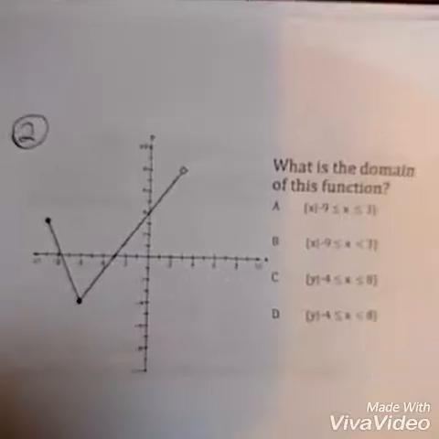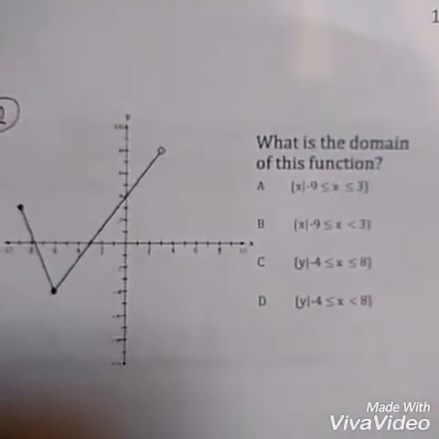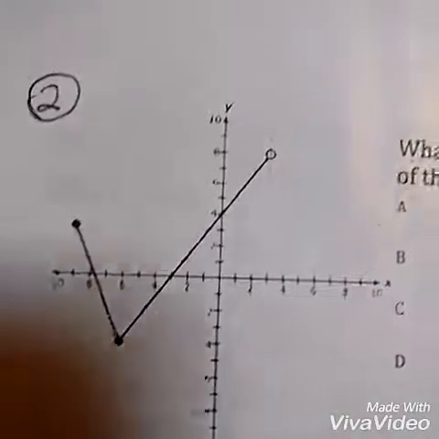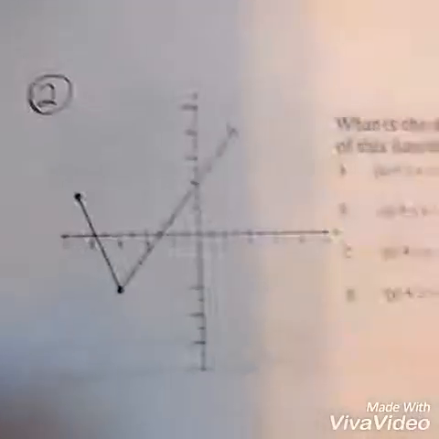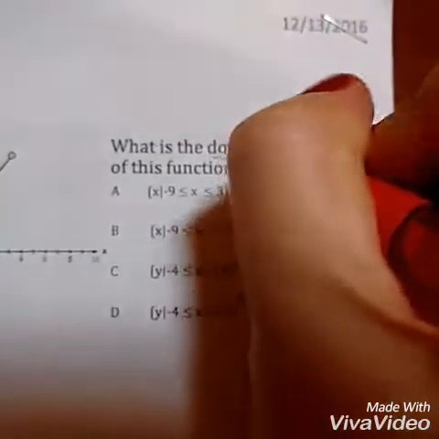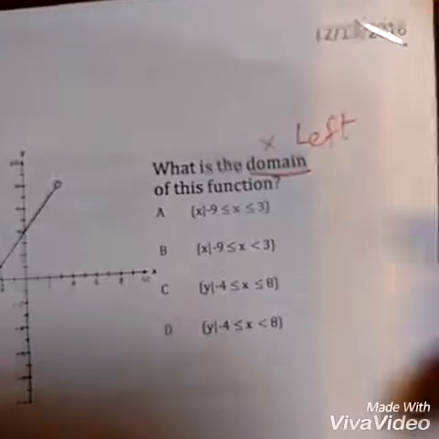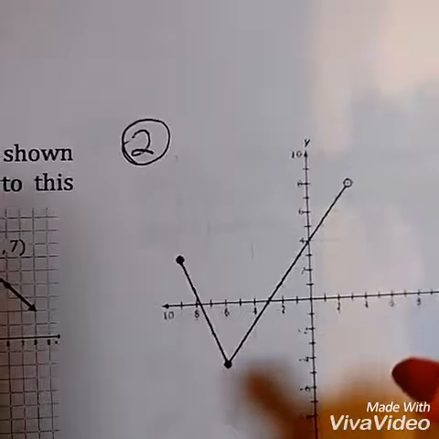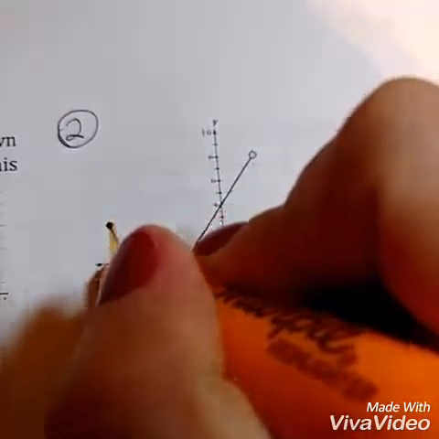Let's talk about a problem that has a question like that. This question asks, what is the domain of the function? You can see they have the closed circle right here, and they have the open circle at the top right here. So let's go ahead and underline the keyword. Every time I see what the question is asking, domain means X, and we're going to look from the left to the right.